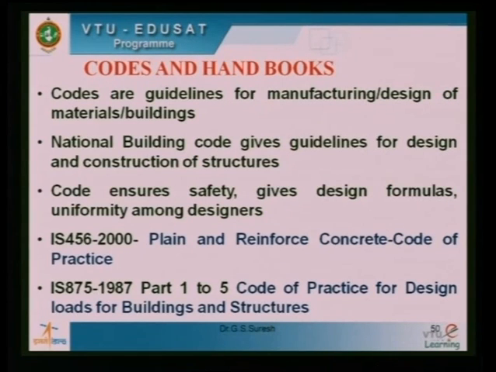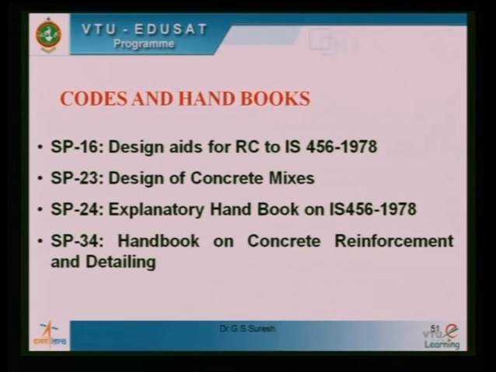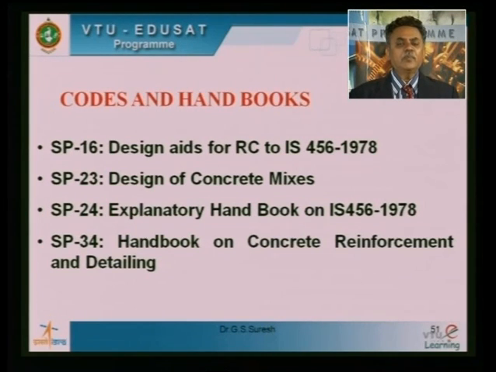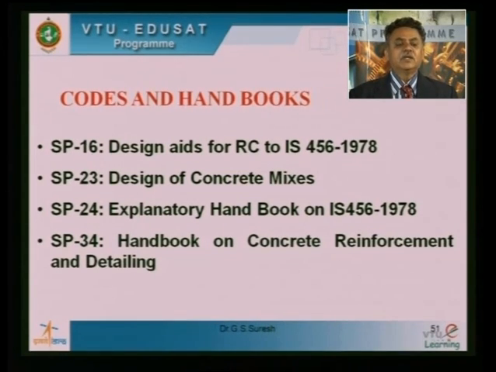To refer to the forces, which I call loads, you can refer to a code called IS 875 1987. It is published in 5 parts, that is part 1 to part 5, which is called the code of practice for design loads for buildings and structures. Then we have the special publications: SP 16 for design, SP 23 for concrete mixes, how to make the concrete, that design aspect is given in SP 23. SP 24 gives the explanation on IS 456, but it is for the code which was published in 1978. SP 24 gives the explanatory handbook, and SP 34 gives the handbook on concrete reinforcement and detailing.